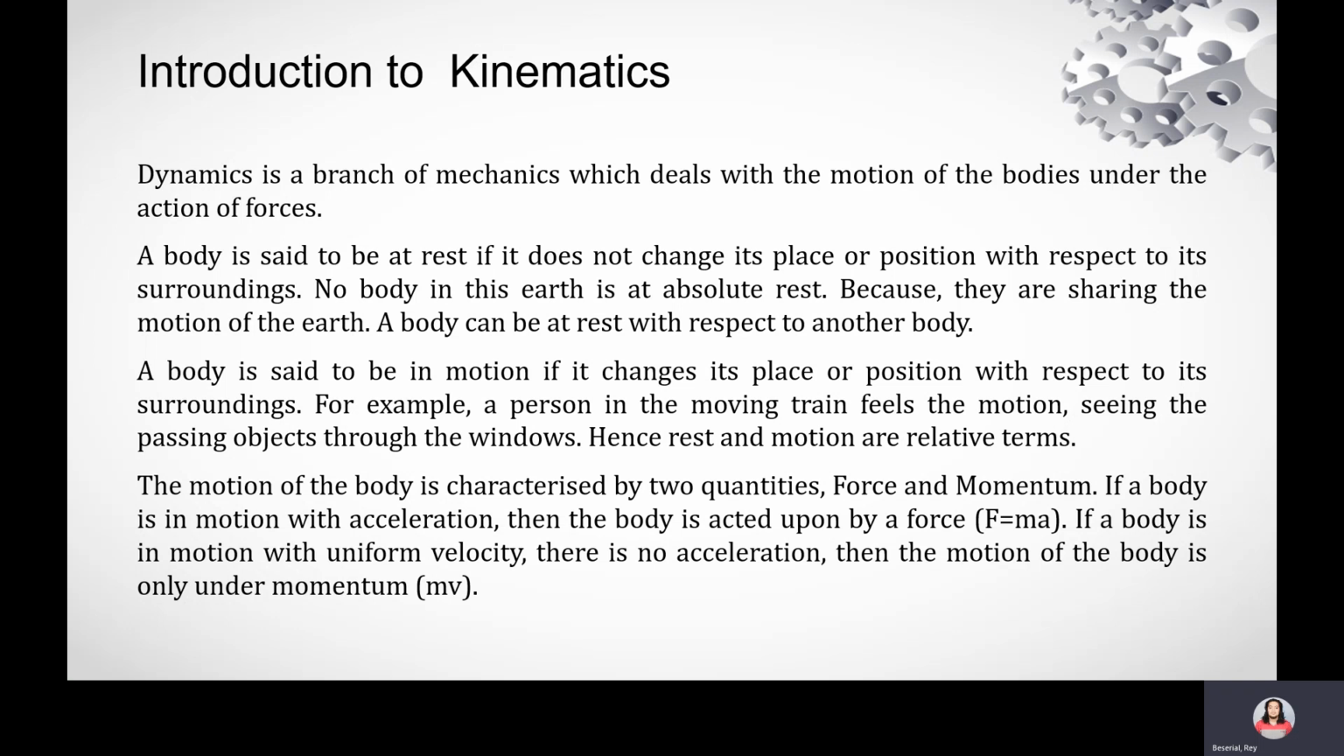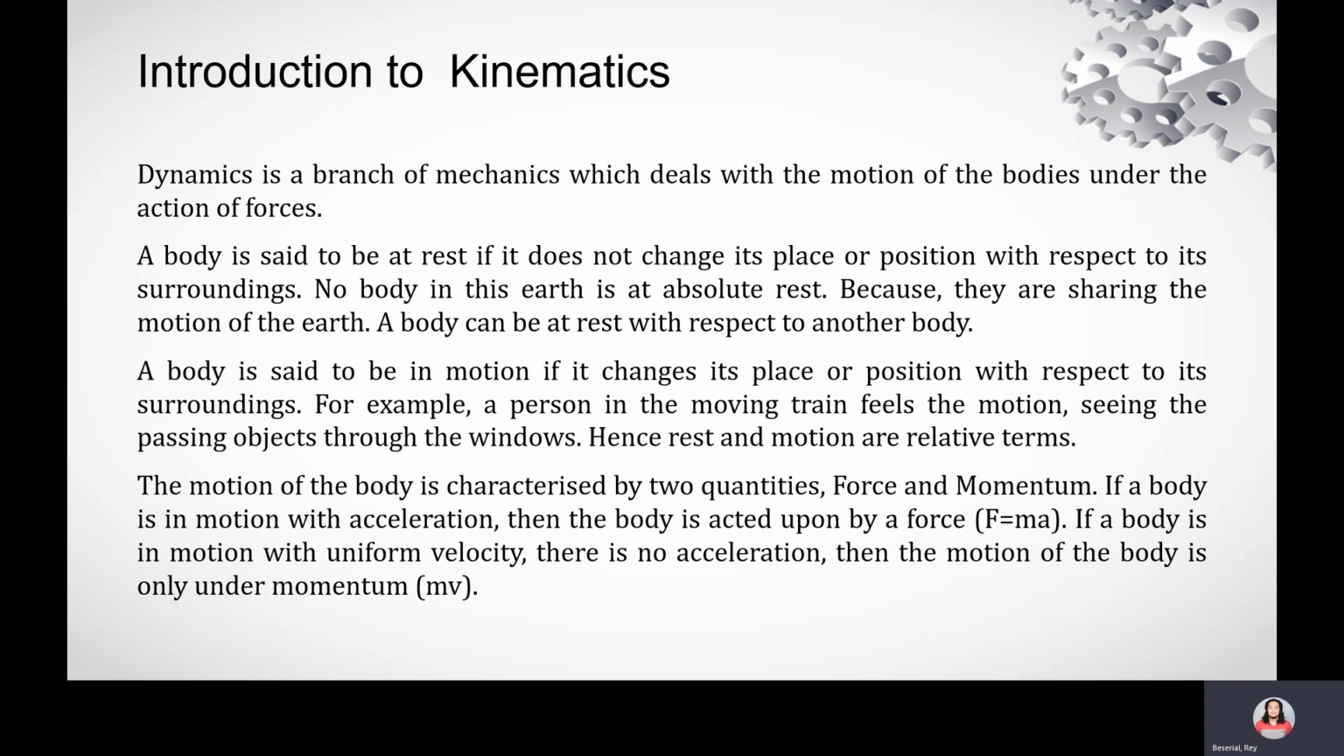A body can be at rest with respect lamang to another body. So, parang meron tayong point of reference, or frame of reference. A body is said to be in motion if it changes its place or position with respect to its surroundings. Example nito, a person in a moving train feels the motion, seeing the passing objects through the windows. Hence, rest and motion are relative terms. The motion of a body is characterized by two quantities. Ito yung ating force and momentum.